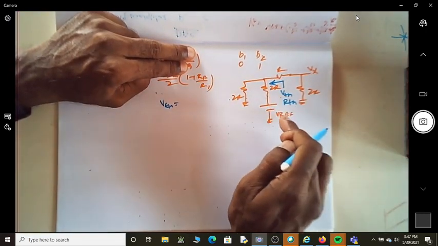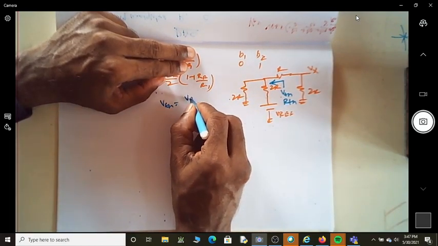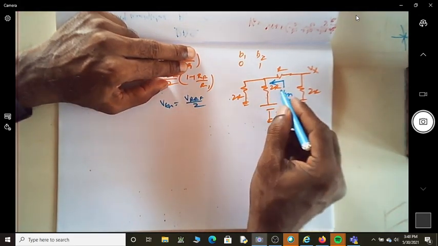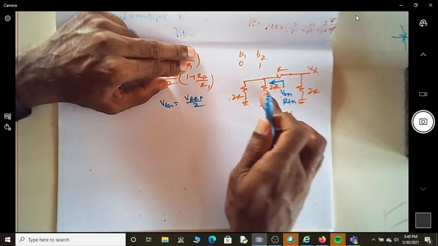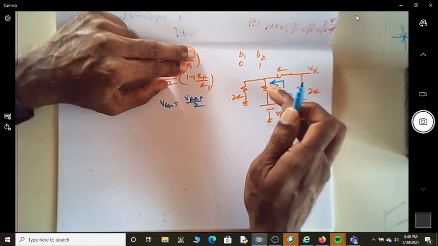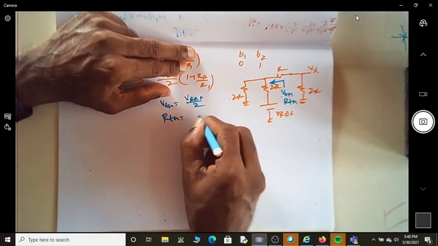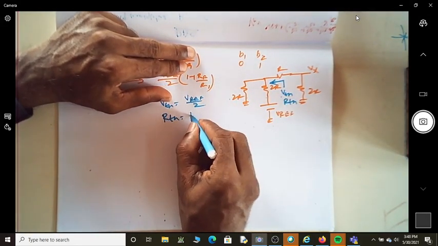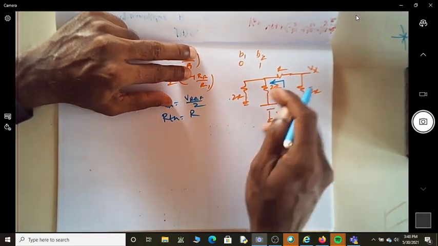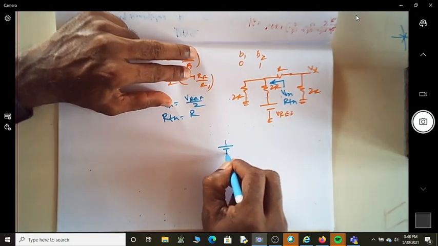It's actually because you have V reference and two resistances of the same value, so V Thevenin is equal to V reference by 2. And what is R Thevenin? When you ground this and then see from here, this is grounded, this is grounded, you have 2R resistances in parallel. So R Thevenin becomes equal to 2R in parallel with 2R, which is just R. So I will end up with a circuit diagram that would look like this.